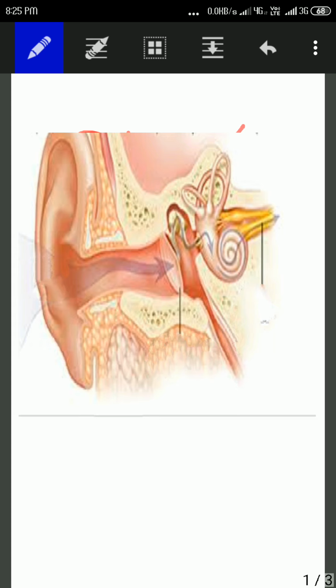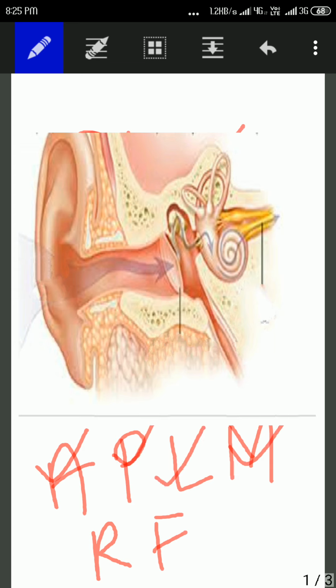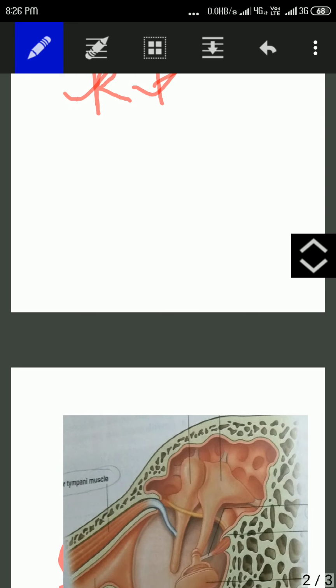Now let's go and study in detail about the middle ear. The middle ear consists of 6 walls, so it is a box-like structure. The 6 walls of the middle ear are anterior wall, posterior wall, lateral wall, medial wall, roof and floor. We are going to first see the lateral wall of the middle ear, and then we are going to see the remaining 5 walls. Now let's go to our diagram of the lateral wall of the middle ear.